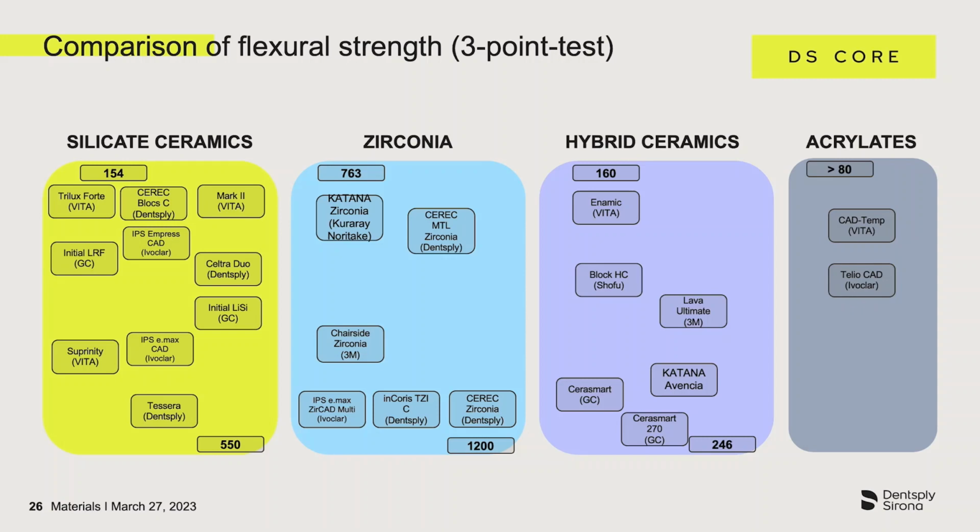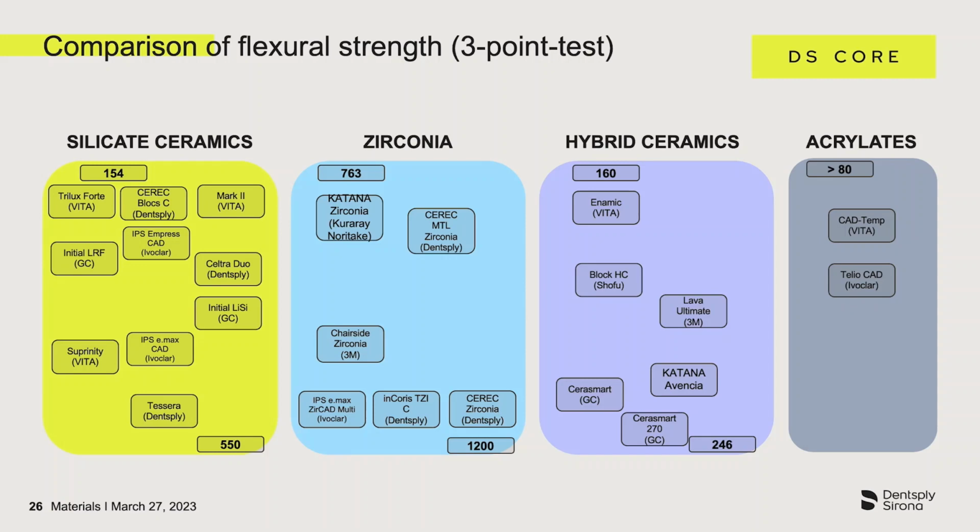Let us look at the flexural strengths in the group of hybrid ceramics. Vita Enamic, a glass ceramic infiltrated with composite, has a flexural strength of 160 megapascals in the 3-point bending test. Shofu's Block HC has a flexural strength of 191 megapascals in the 3-point bending test. Lava Ultimate by the 3M company is a hybrid ceramic with a flexural strength of 200 megapascals in the 3-point bending test.